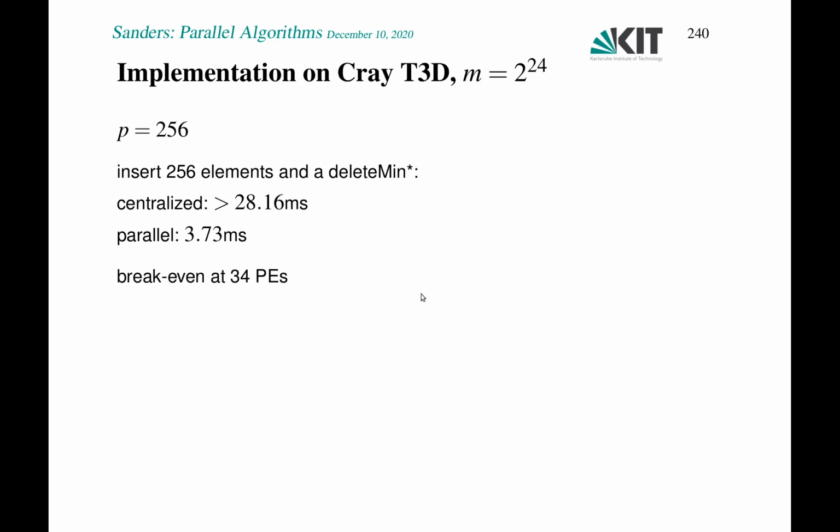So what to do? I had a friend who worked on the largest parallel computer in Britain at that time, which had 256 processors. And he actually ran the code for me, and then it worked out quite fine. The centralized approach took 28 milliseconds for an iteration. The parallel one, less than 4 milliseconds. And the break even was already at 34 processors. So that machine, a Cray T3D, apparently had lower latency communication, so the overheads were not quite as bad.